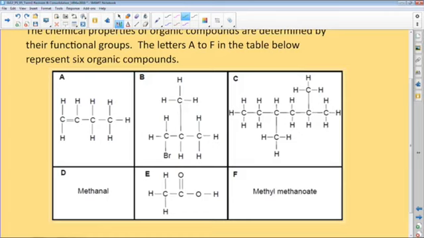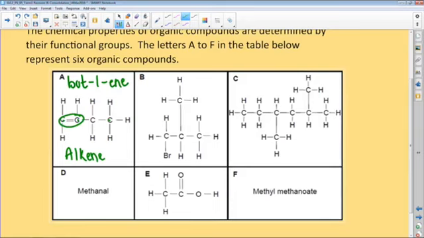So the first thing I need to do is look at each compound and identify the functional group. In A, there's a double bond that makes this an alkene, okay. And just because we can, we're going to name it. 1, 2, 3, 4. It's 4. So that makes it butene. The double bond's on number 1. So this will be but-1-ene. Okay, good. We're happy.